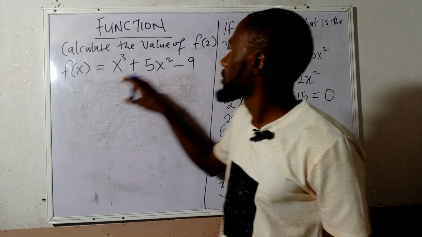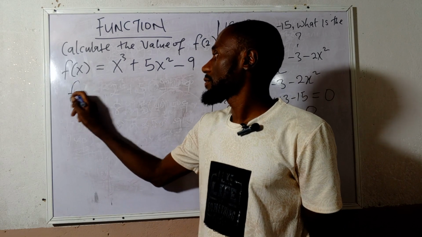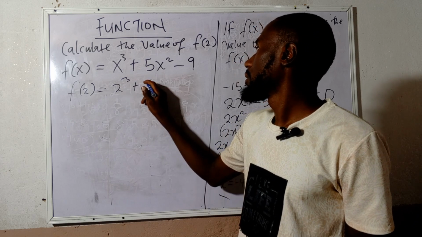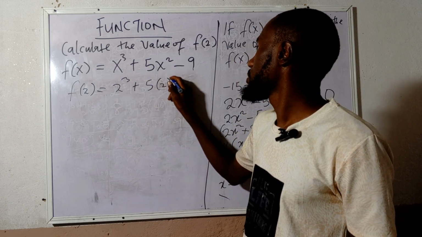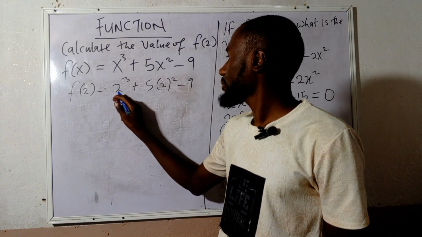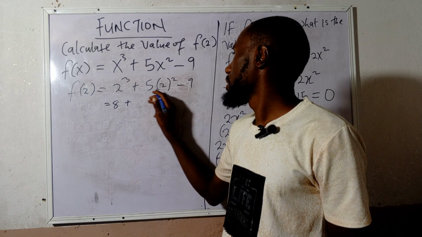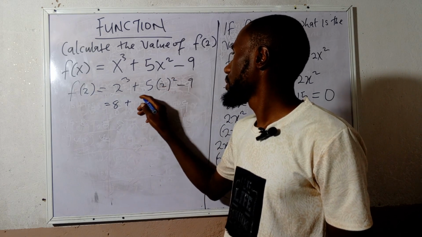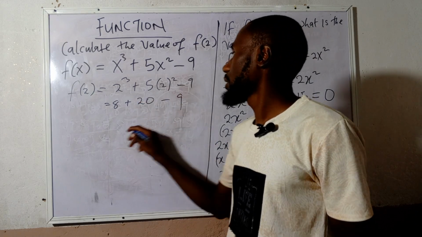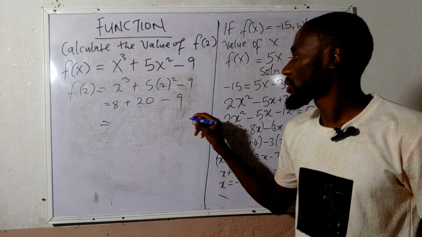Let's solve the next one. Here says we find the function f of 2. f of 2 equals to 2 raised to 3 plus 5 into 2 raised to 2 minus 9. Here we have 2 raised to 3 is equal to 8 plus 5 times 4, 20, minus 9. This is equal to 8 plus 20 minus 9.